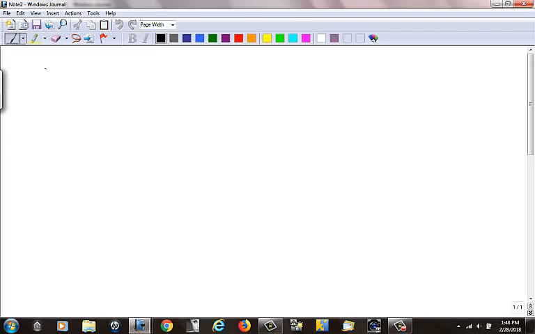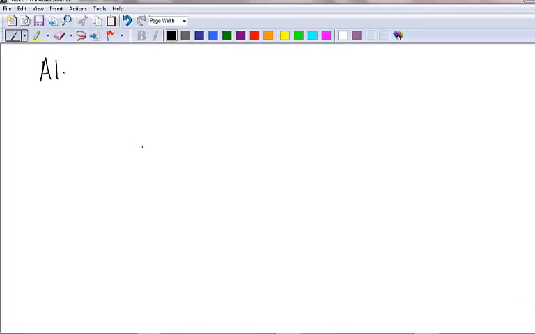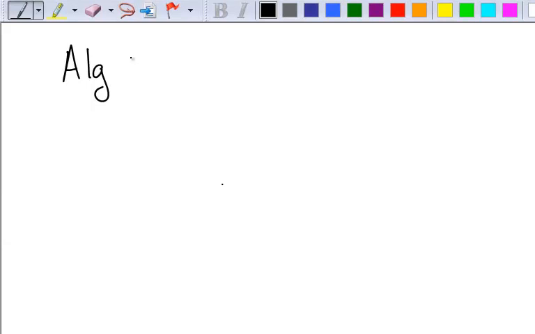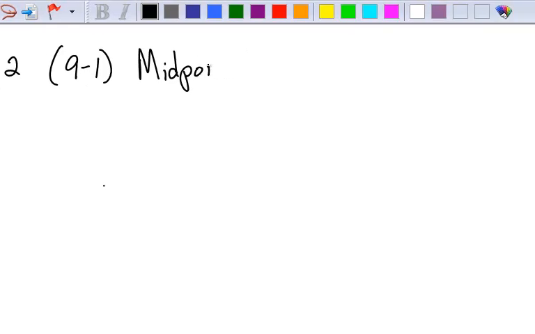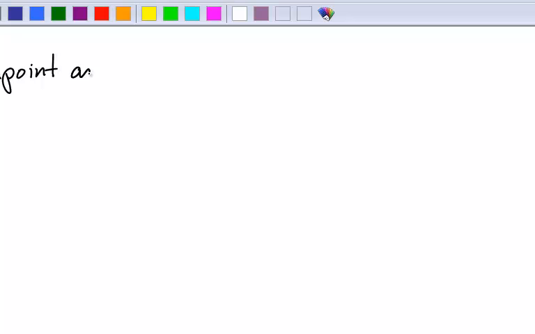Okay, so this will start a new notebook, and this will be chapter 9.1, and this will be totally review. This is on the midpoint and distance formula. You've had the distance formula since at least pre-algebra, algebra 1, and the midpoint formula at least since geometry.